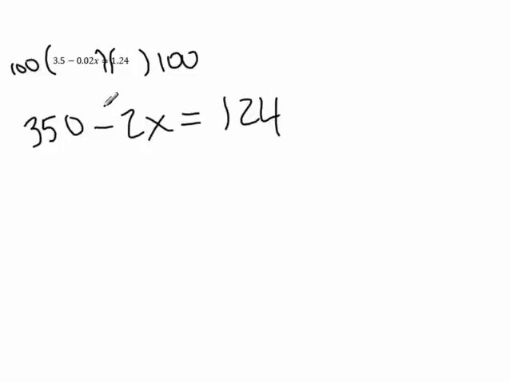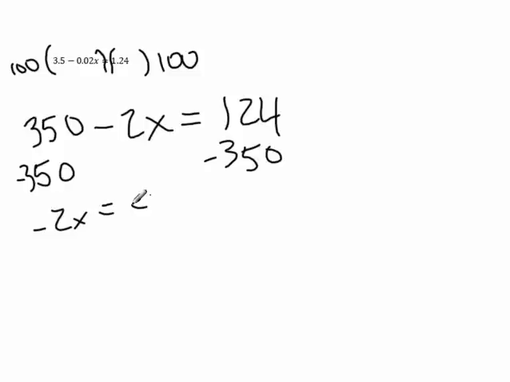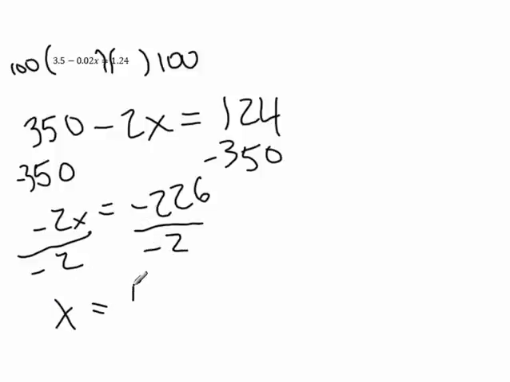Now I have whole numbers and they're much easier to handle. So I'm going to subtract 350 from both sides. So 350. It leaves me with negative 2x equals, now this I cannot do in my head real quick, negative 226. And now I'm going to divide by negative 2. And x equals negative 113.